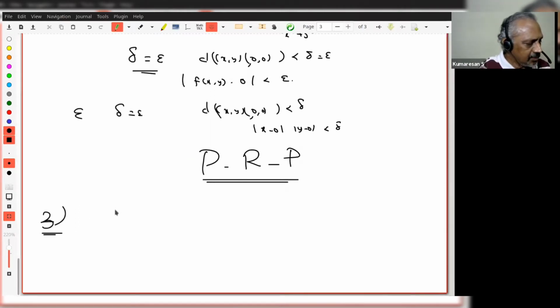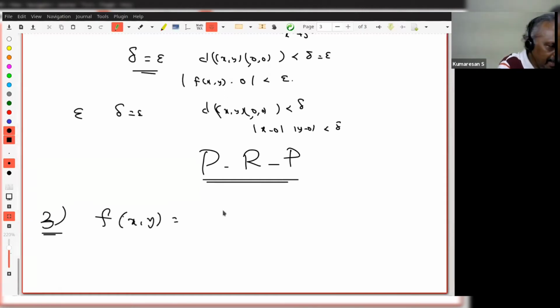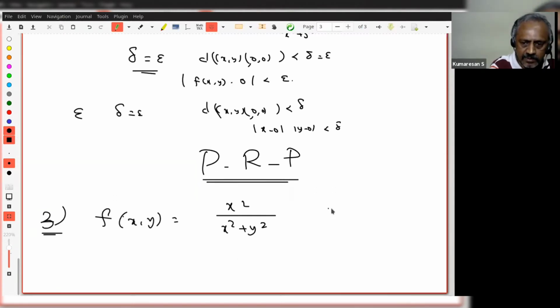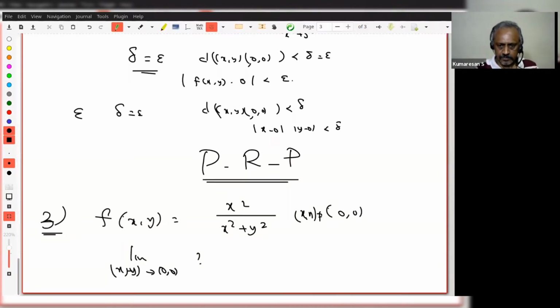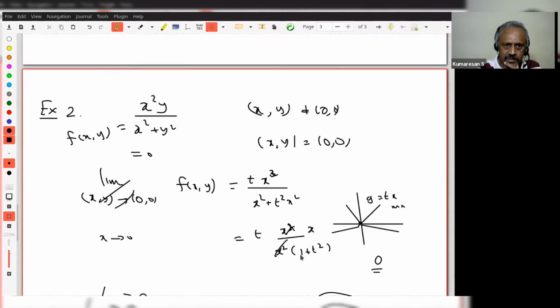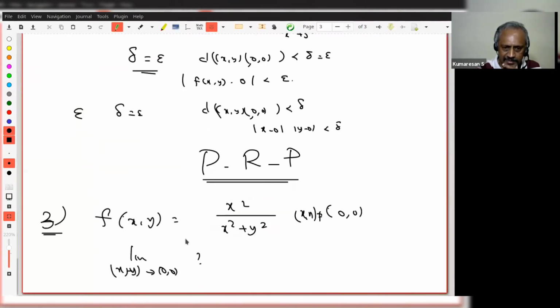Okay. Now let us look at one more example. The same thing, f(x, y). It looks similar, but you will see what happens. x squared by x squared plus y squared, when (x, y) is not equal to (0, 0). I want to know what the limit is, whether the limit exists. If it exists, what is it? Notice that the earlier one was x squared times y, whereas I removed y here. It's only x squared by x squared plus y squared. Is there any guess?